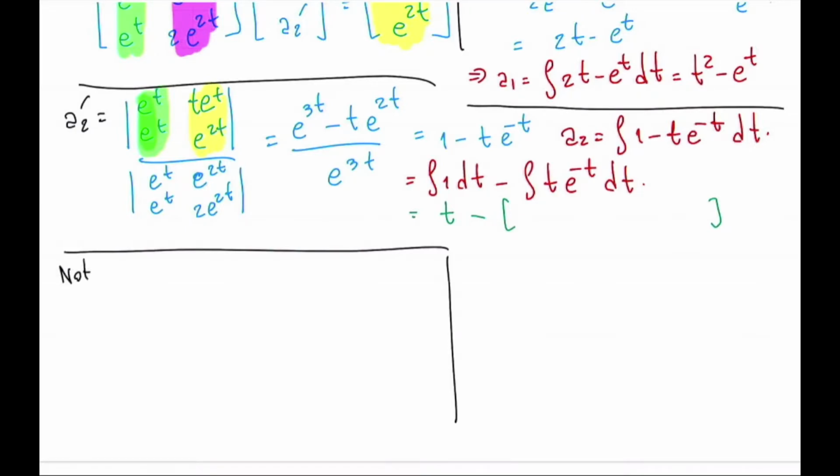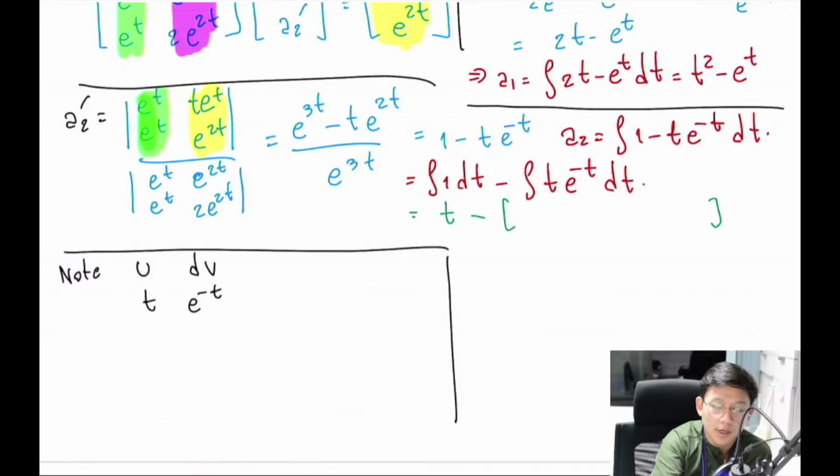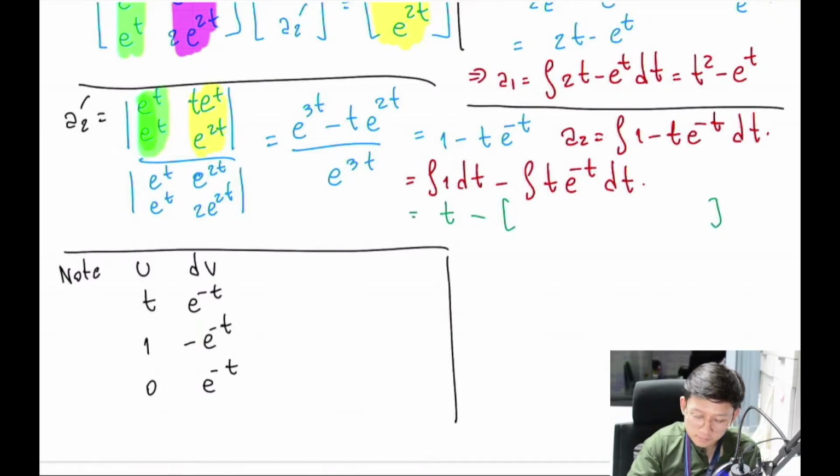Note here, how about if I use the shortcut? So you have t and e to the minus t here. You already know how to do the shortcut, right? I already taught you guys. So here is 1 and 0, we keep differentiating, and here we integrate. We get e to the minus t, and then e to the minus t. After that, you multiply down this way, and then you get plus and minus.